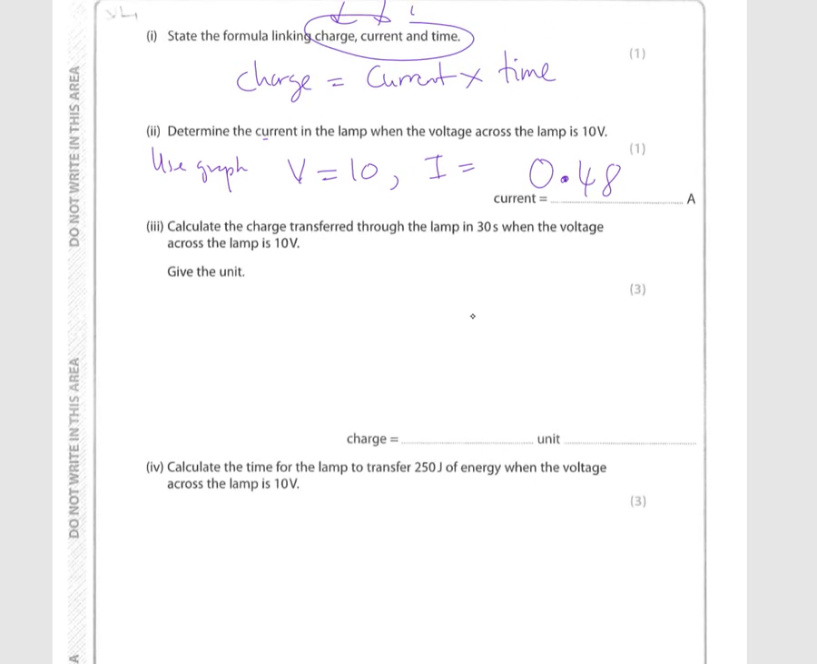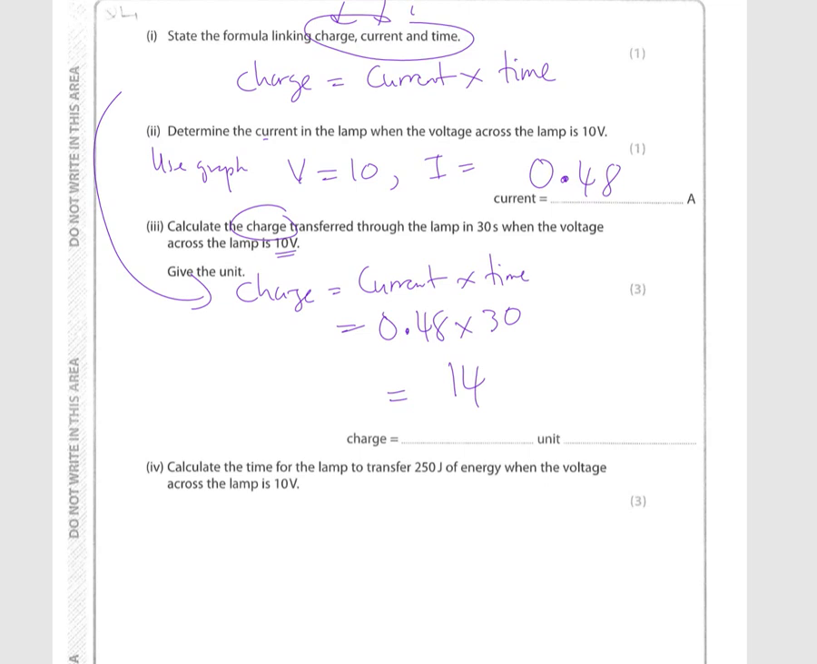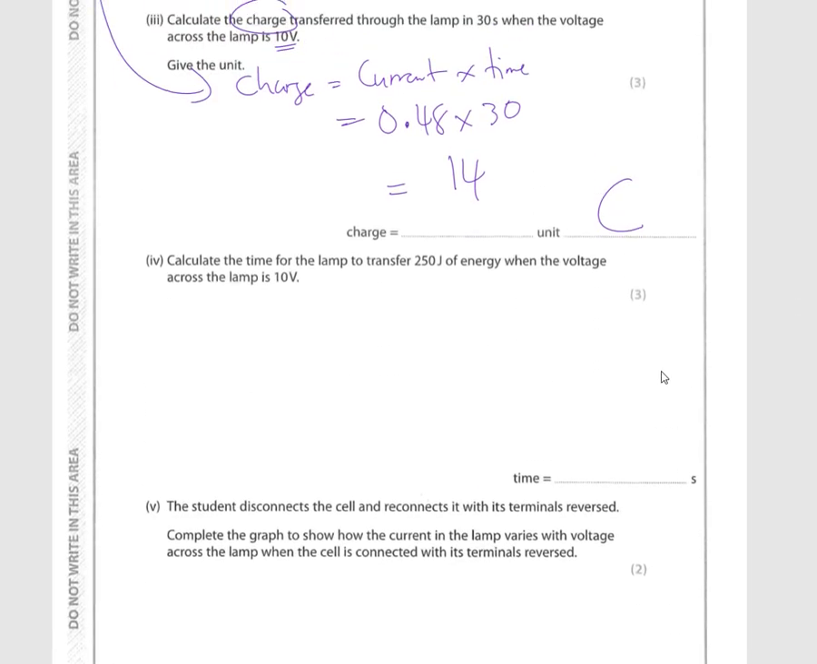Now next one, we need to use the equation this time. The equation to calculate the charge. So charge equal to current times time. We know already that when the lamp is at 10 volts, the current is 0.48 times 30 seconds. Okay, and this will give us 14, and the unit for charge is coulombs, capital C. Good.